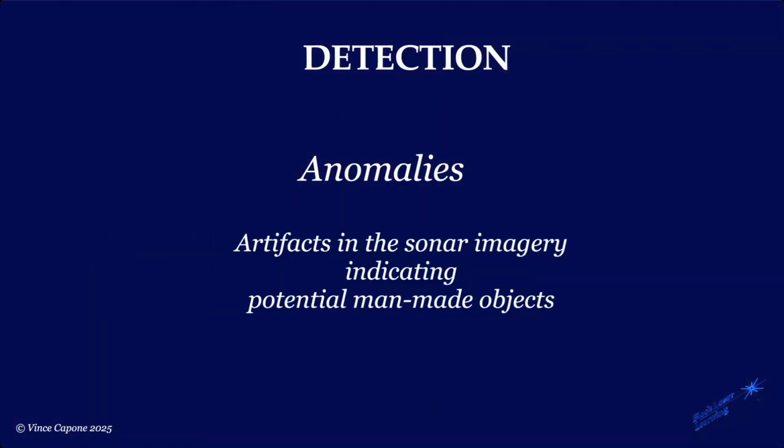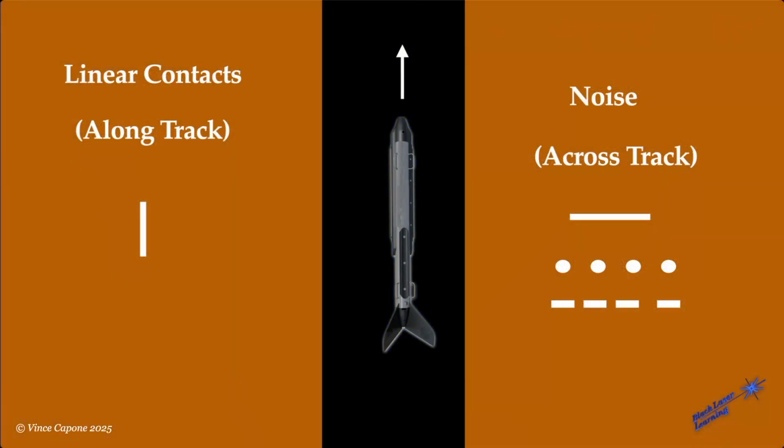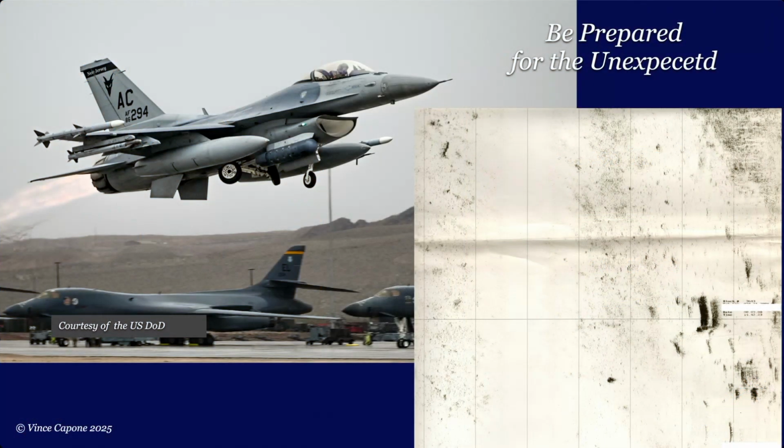Anomalies are artifacts in the sonar imagery that indicate potential man-made objects. This is noise from two echo sounders. Actual contact reflections are oriented in the along track. What I found was quite different. The old black and white sonar showed an area of one decent-sized contact, but much smaller than a plane.